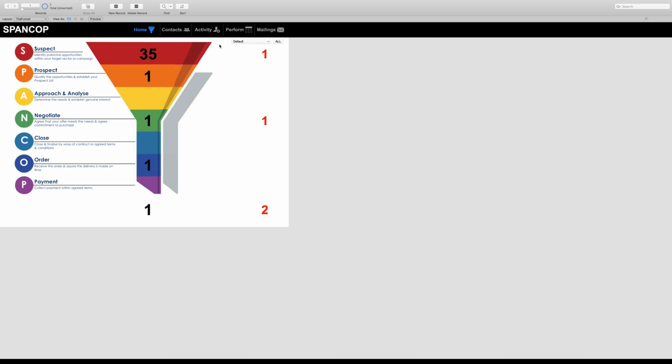Here we are on the A phase of the Spancop pipeline, and this is the approach and analyse phase. This is when you're really determining the needs and establishing that genuine interest. The difference here is that you haven't just qualified that they're able, from an authority or budgetary perspective, to purchase your product or service, but they are genuinely interested, and the conversation is moving forward.